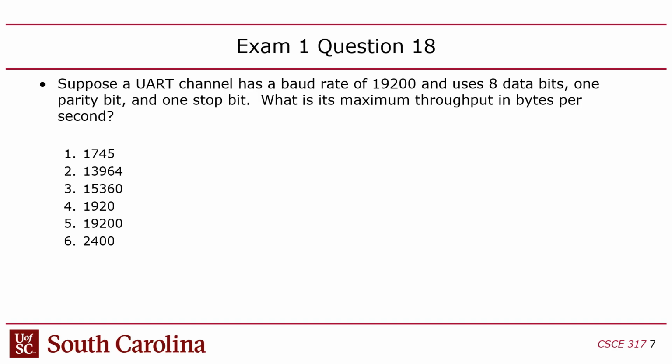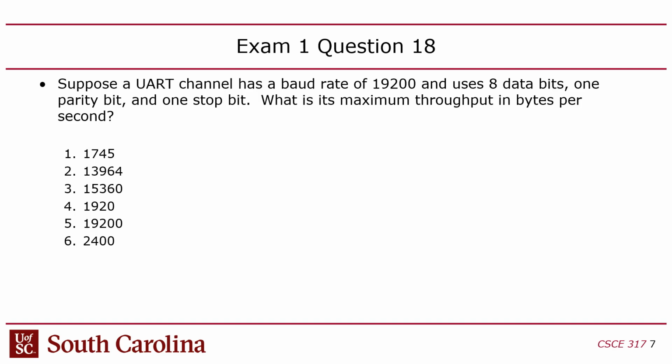And then question 18, and I understand why this one scored low too, because the units here were a little deceptive. I said, suppose a UART channel has a baud rate of 19,200. In that case, I don't give units because baud rate is always expressed in bits per second, and it uses 8 data bits, 1 parity bit, and 1 stop bit. What's its maximum throughput in bytes per second?